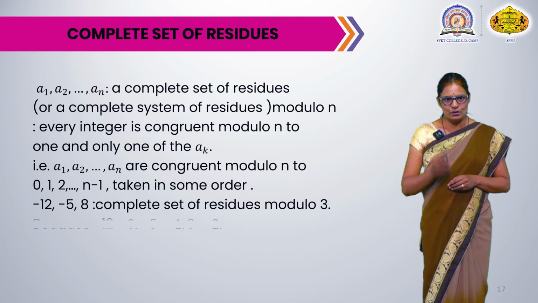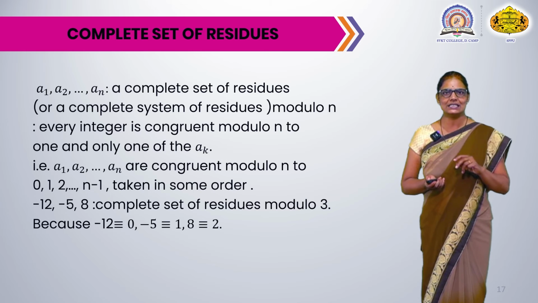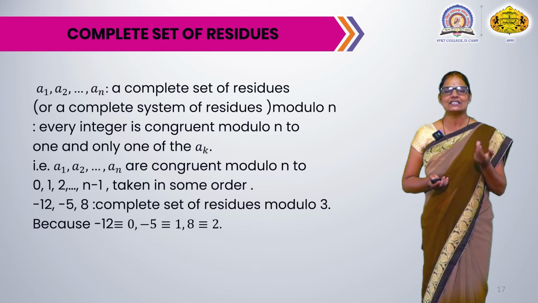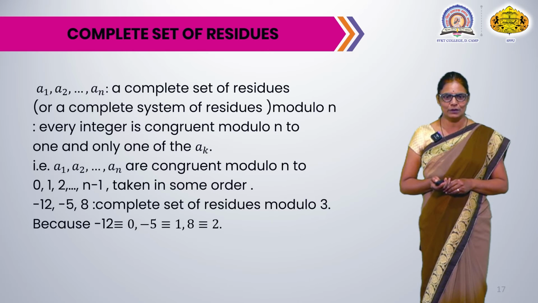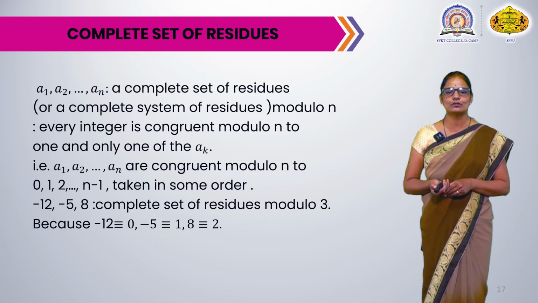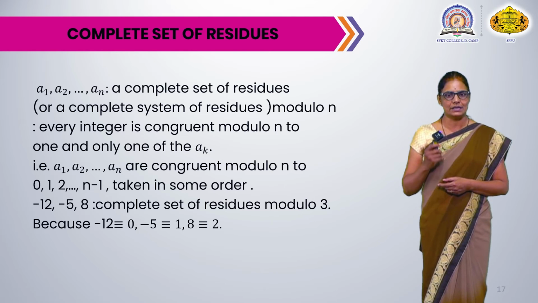So minus 12 is congruent to 0. Why? Because if we consider the difference, minus 12 minus 0 is minus 12, which is divisible by 3, and that's why minus 12 is congruent to 0. Next, minus 5 is congruent to 1, for the same reason, the difference is divisible by 3. And last, 8 is congruent to 2 modulo 3. So this set is called a complete set of residues modulo 3.